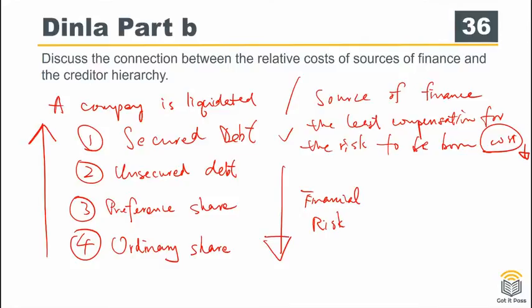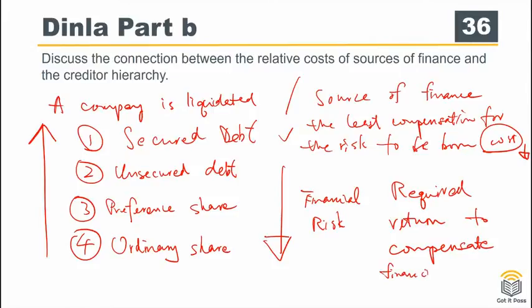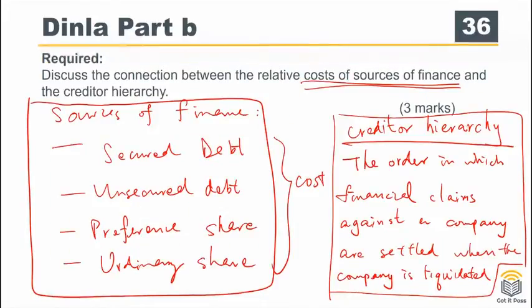When a company has operational problems and its gearing ratio is high, the financial risk becomes higher and higher, for example, for the ordinary shareholders and preference shareholders, because they have less chance to claim back if the company is liquidated. So they require a higher return to compensate for that financial risk, because they have no priority to claim against the company when it's liquidated. Here I have explained the connection between the sources of finance and the creditor hierarchy. It's about the risk borne by different types of providers of finance.